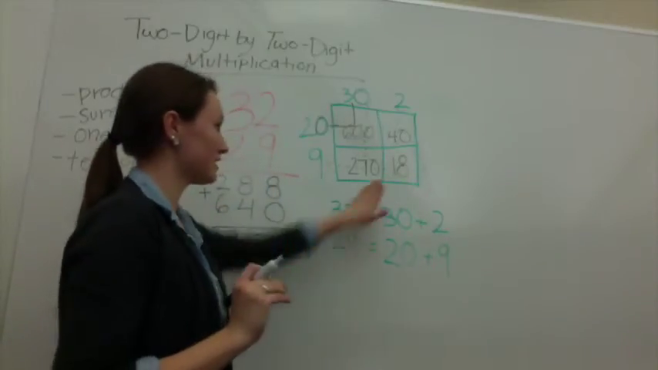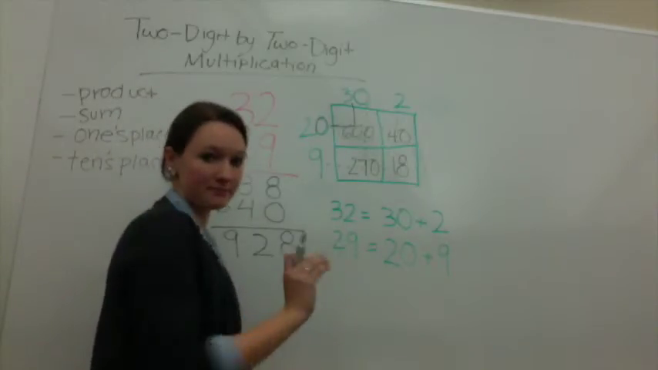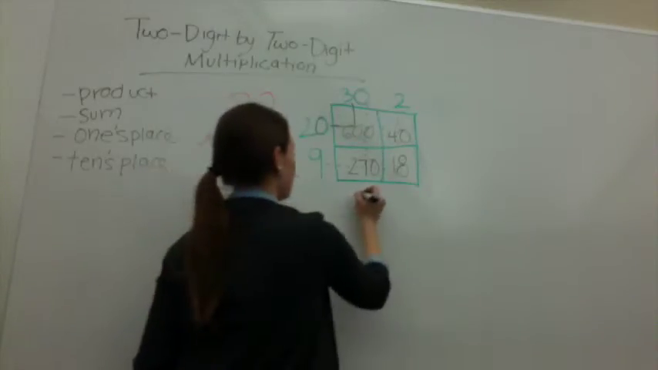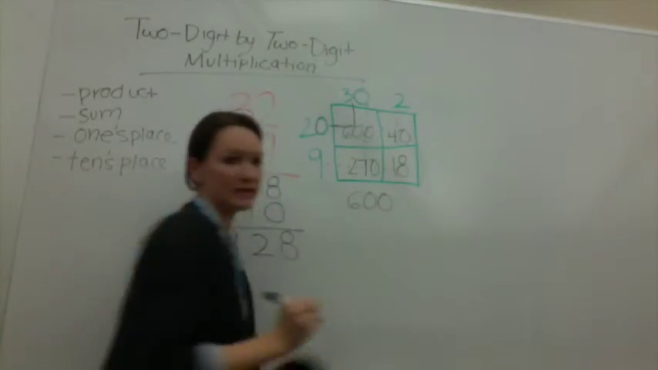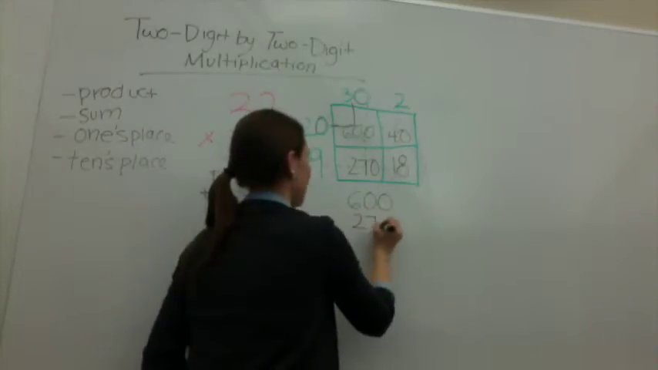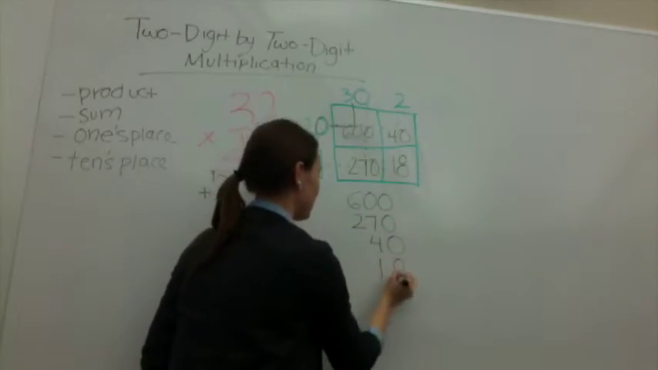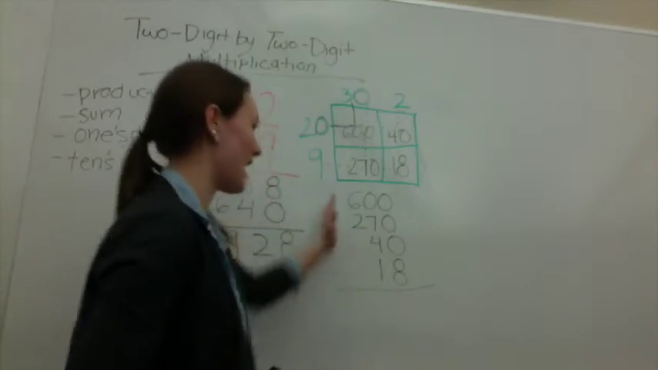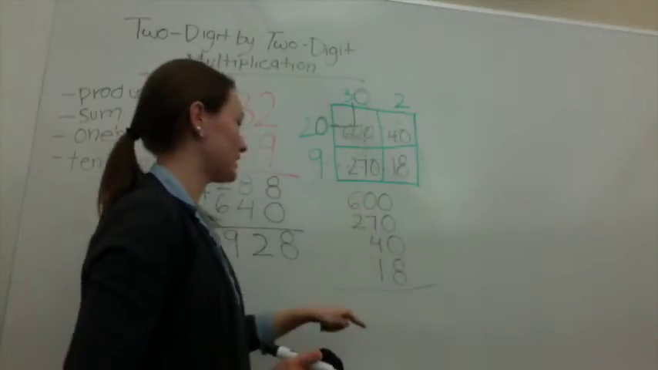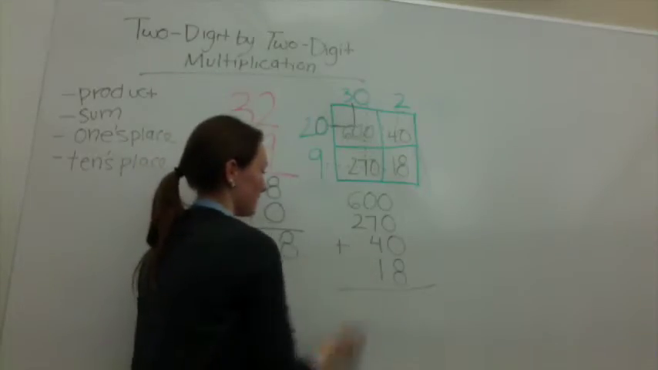And then, to finish this off, you're going to take all of your boxes inside and add them together. So I'm going to make some room on my board here to add them up. So we have 600, and I always like to put my biggest number at the top. So my 600, and then my 270, my 40, and my 18. And again, we want to make sure that everything is perfectly lined up, that the ones are all in the ones place, the tens are all in the tens place, and the hundreds are all lined up together. And then you're going to add them all together.